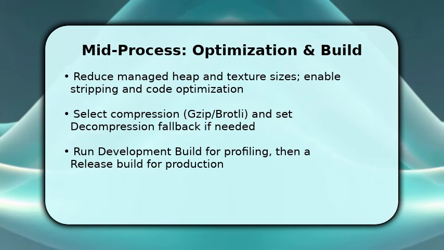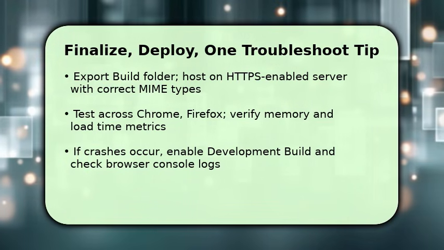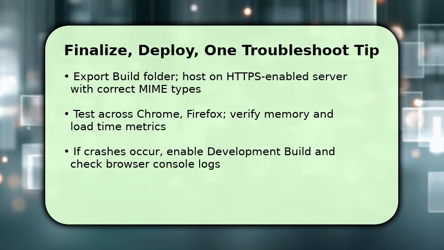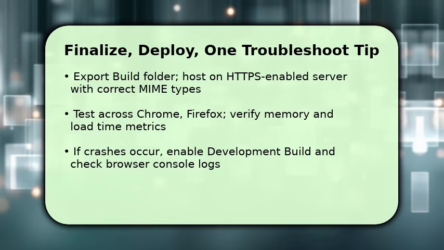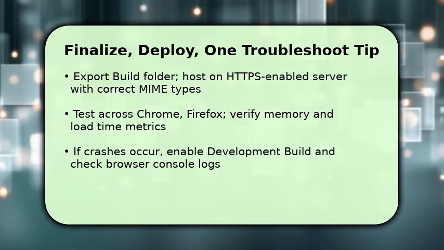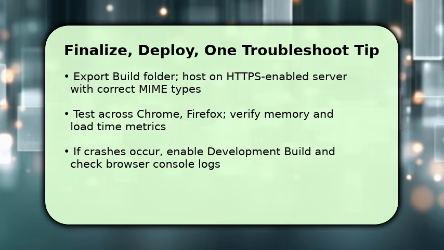Finish by exporting the WebGL build folder and deploying to an HTTPS-enabled server that serves correct MIME types for WASM and compressed files. You should test across major browsers, monitor memory, and measure load times to confirm performance. Once deployed, verify caching headers and service worker behavior if used.